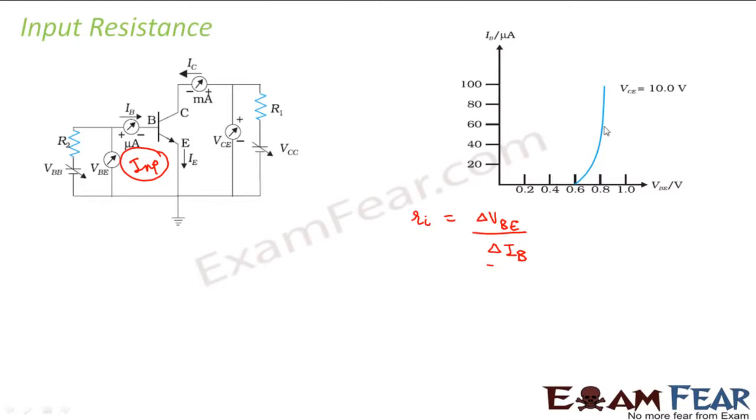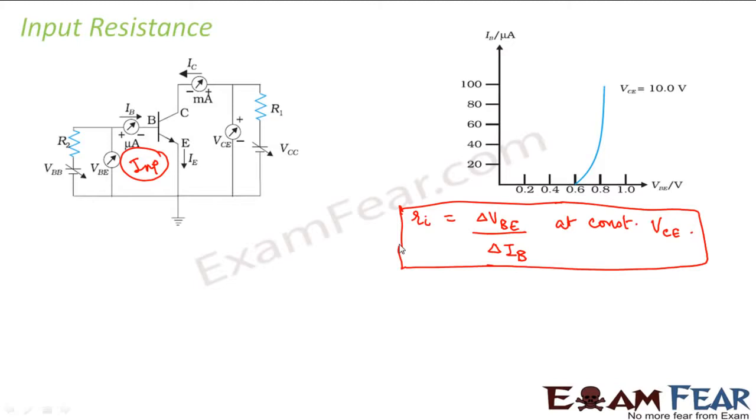Because here, as you can see, it is not a straight line. Had it been a straight line between voltage and current, I would have directly said that resistance is nothing but voltage by current. But here, since it is changing, at every point your resistance will also change. So we have defined it as the change in voltage by the change in current at constant VCE. This is how we define the input resistance of a transistor.